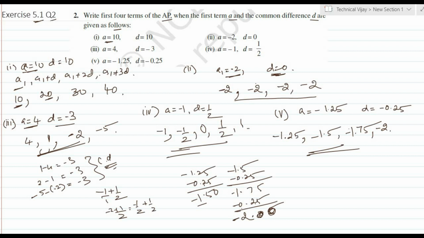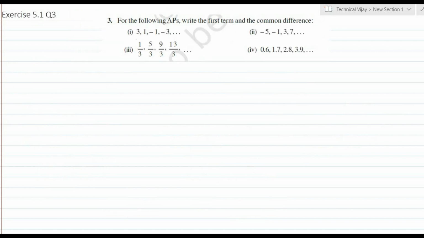Okay, we will go for the next one. So here exercise 5.1, in that question number 3, for the following APs, write the first term and the common difference. We will take this first example. So here this is the series he has given: 3, 1, minus 1, minus 3. The first term, as per this one, is A1 equal to 3. This is the first term, A1 or A, whatever you can call. So the first term will be 3 only.